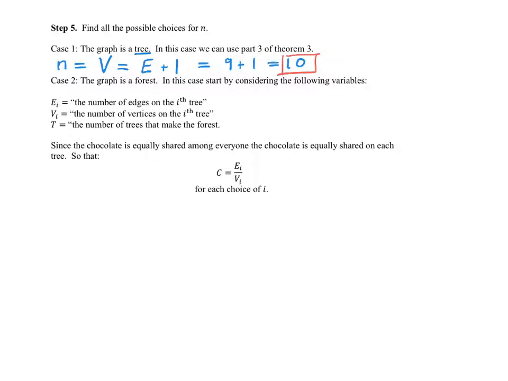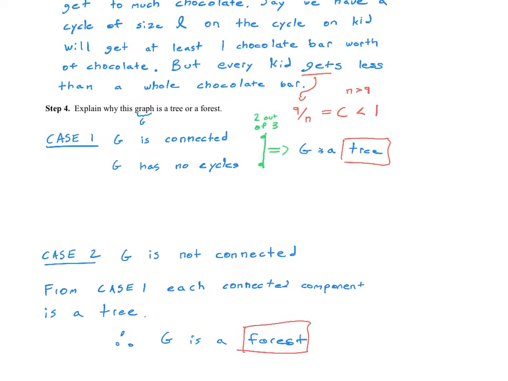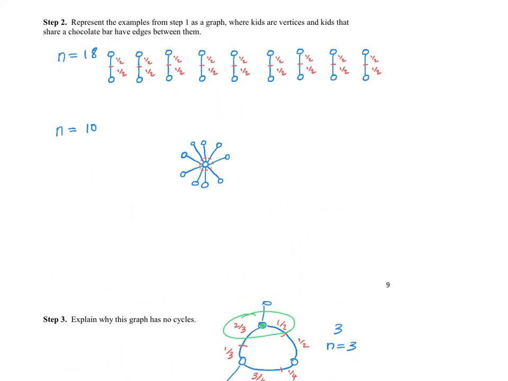Okay, so the first thing that we're going to do is introduce some variables. We're going to individually look at each of the trees within the forest. So E sub I and V sub I will represent the edges and the vertices that are on a particular tree within our forest. And then capital T will represent the number of trees in total that make up this forest. So how about to kind of play with these new variables, let's just jump back to our picture from before and write down what we're talking about.